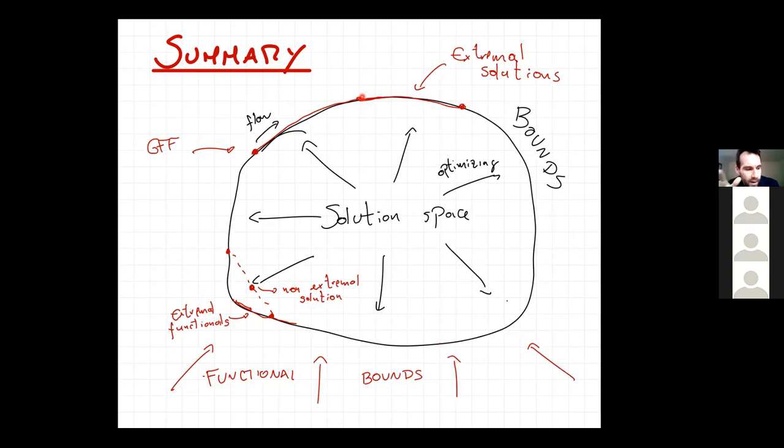But yeah, I realize I'm a bit fuzzy on this because it's not clear to me exactly what the precise definition should be yet. But okay, certainly solutions which saturate bounds should be included in that. Yeah, that's clear enough. Thanks.